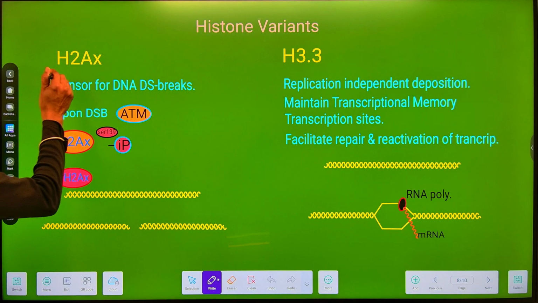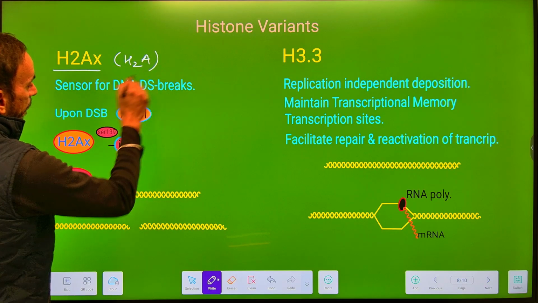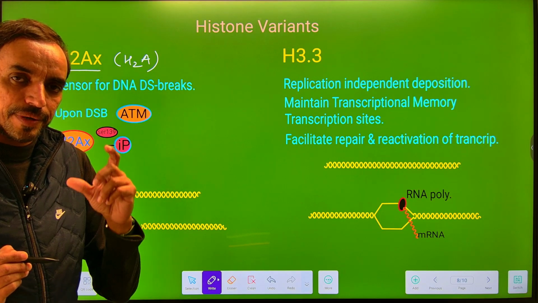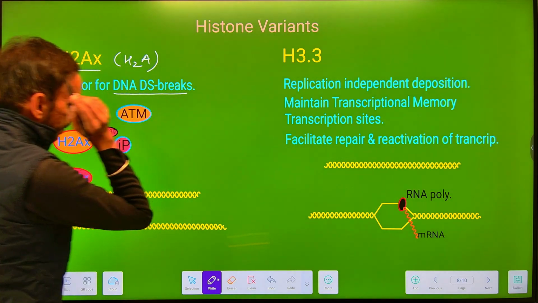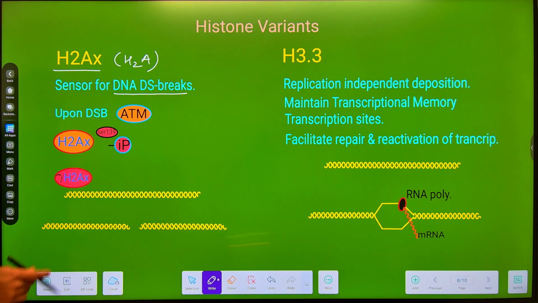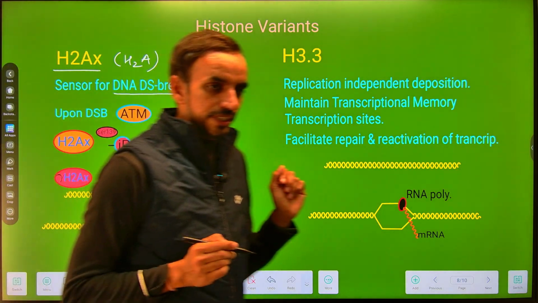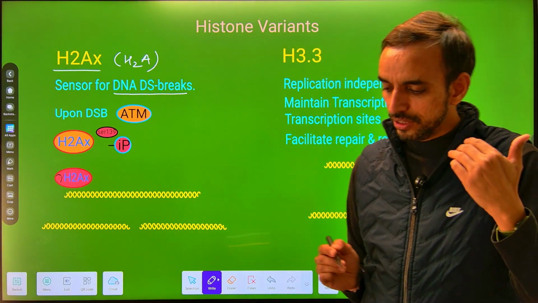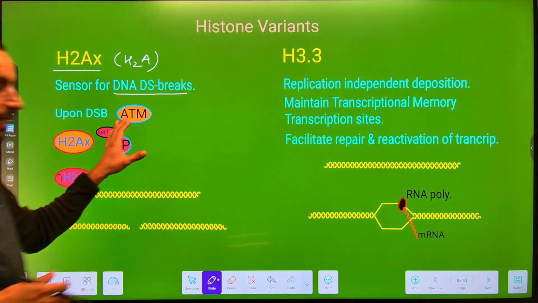First is the H2AX. It is the variant of histone H2A. It generally senses the double-stranded break in the DNA. So we can say these are the sensors for DNA double-stranded break. Whenever there is a double-stranded break in the DNA, we are having the protein which is known as ATM. These are the ataxia telangiectasia mutated protein, which we will talk about when we study the cell cycle. So we are having the ATM protein.